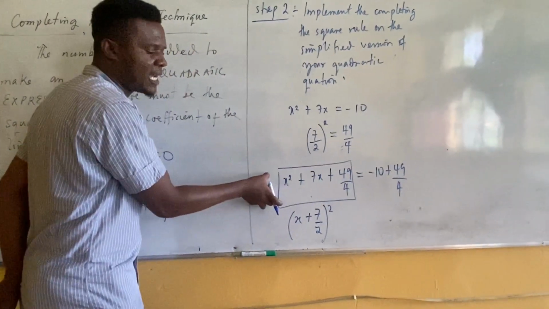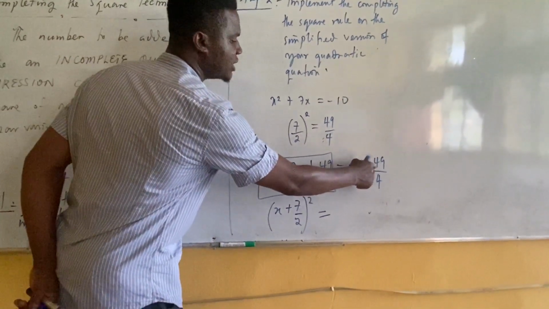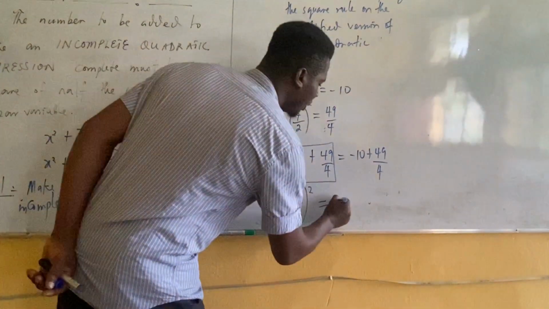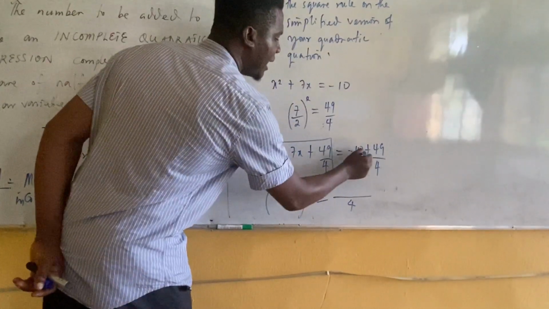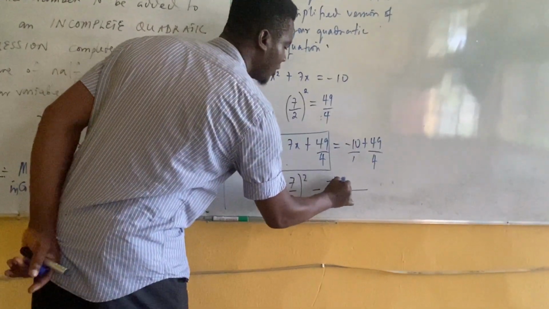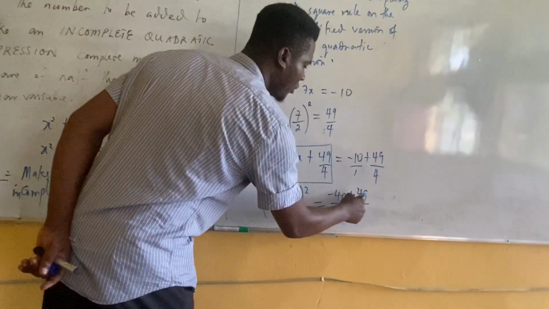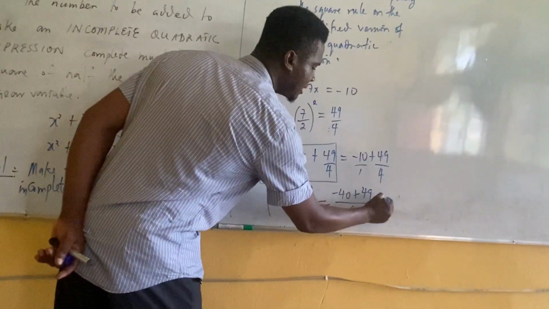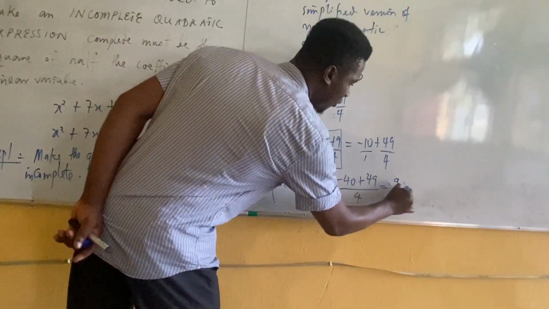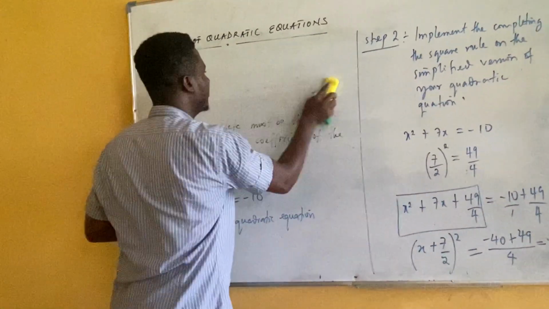So this result on the left hand side reduces to this, and that will be equal to minus 10 plus 49 over 4. Okay? Now, what is minus 10 plus 49 over 4? It will give me the LCM 4, and this is 1. 1 into 4 is 4. 4 times minus 10 will give me minus 40. 4 into 4 is 1. 1 times 49 will give me 49. And when you add 49 to minus 40, the result you get is 9 over 4. So we will now come over here to complete the problem, okay?